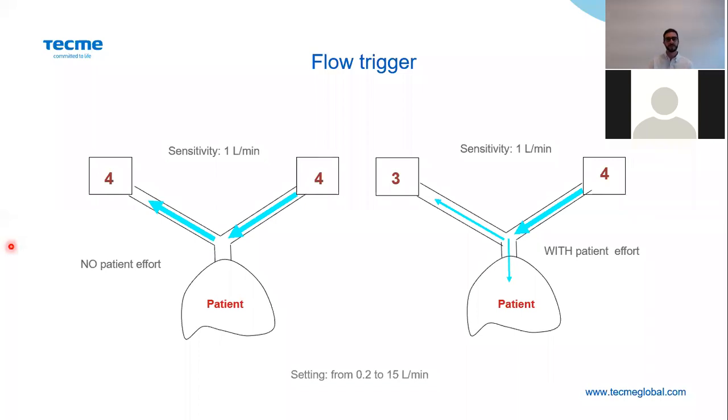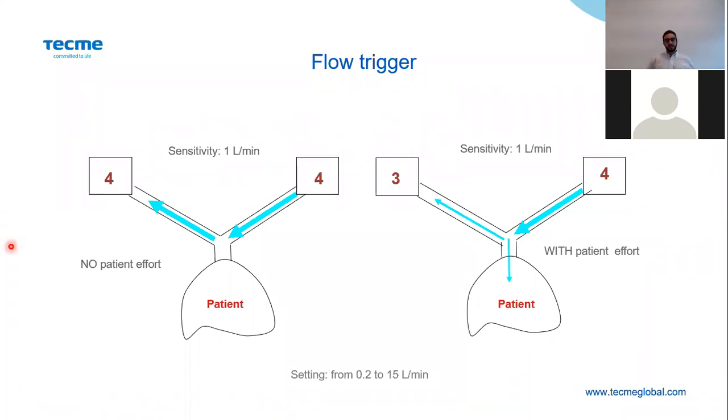So here the answer. Okay, the first one is 0.2. What does it mean? It means that the patient needs to take from the ventilator only 0.2 liters per minute in order to start a ventilation, in order to start an inspiratory phase. And then what do you think should be the value to be set? The correct answer is the lowest possible that does not generate auto triggering.